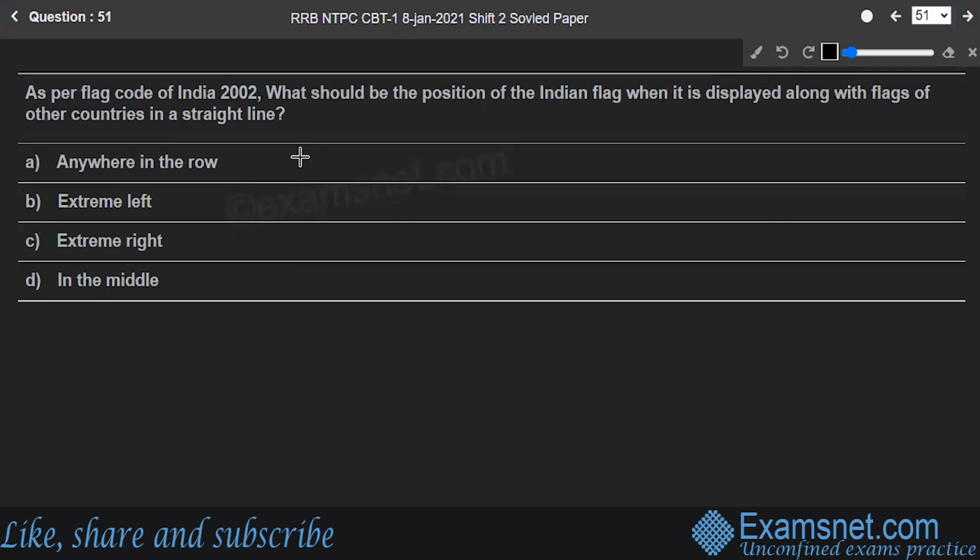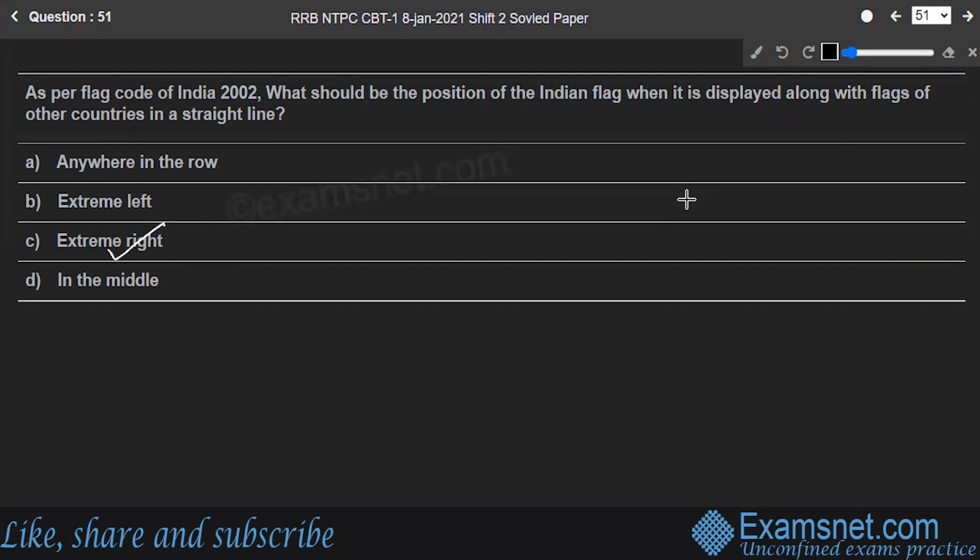As per Flag Code of India 2002, what should be the position of the Indian flag when it is displayed along with the flags of other countries in a straight line? Anywhere in the row, extreme left, extreme right, or in the middle. See, as per the Flag Code of India 2002, the position of the Indian flag when it is displayed with the flags of other countries will come out to be extreme right. According to the flag code of 2002, the general rule is that the Indian flag should be the starting point of all the flags when flags are placed in a straight line.